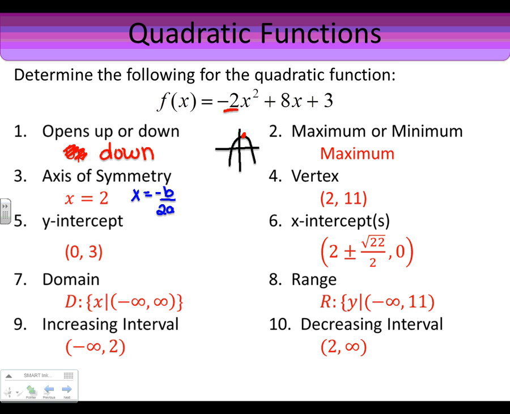The domain, okay? A parabola is always the same. A parabola always goes on forever both ways on the x's. So for a quadratic function, our domain will always be from negative infinity to infinity. The range, however, since this is a parabola that opens down and has a maximum point, the maximum point is at 11. So the highest this parabola goes is 11. But it opens down, so it continues on forever to negative infinity. So the range on the y's is from negative infinity to 11.